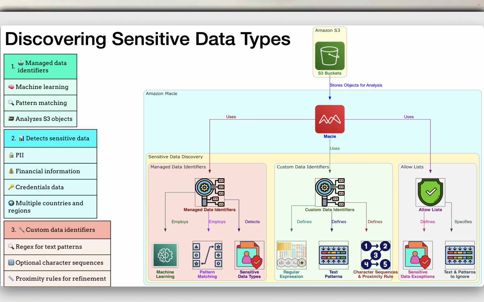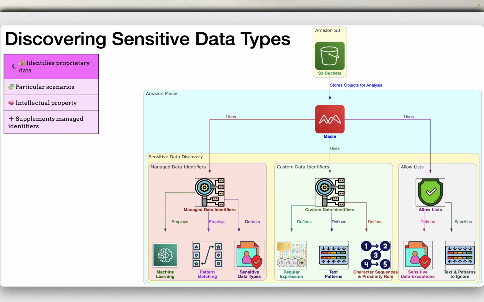Custom data identifiers allow you to define your own set of criteria to detect sensitive data using regular expressions (regex) to define text patterns to match, and optionally character sequences and proximity rules to refine the results. So you can create your own custom data identifiers. There are already a huge number of built-in managed data identifiers, but if something is not there, you can build your own. With custom data identifiers, you can detect sensitive data that reflects your particular scenarios, intellectual property, or proprietary data, supplementing the managed data identifiers provided by Macie.